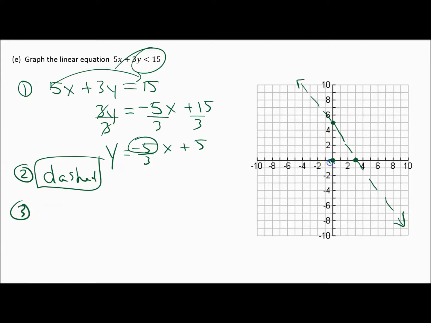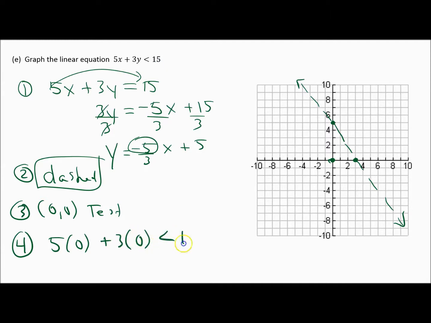Step 3, I need to pick a test point. You know what I'm going to pick? 0, 0. 0, 0 is my test point. In step 4, I'm going to plug my test point into my original problem, which is 5 times 0. I've got it kind of marred up here. Let's erase that. 5 times 0 plus 3 times 0 is less than 15. That gives me 0. Is 0 less than 15? Sure is. That's a true statement.